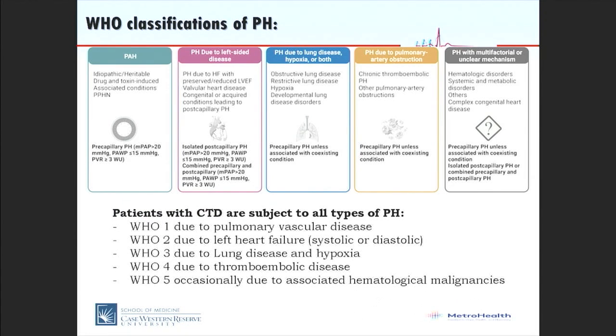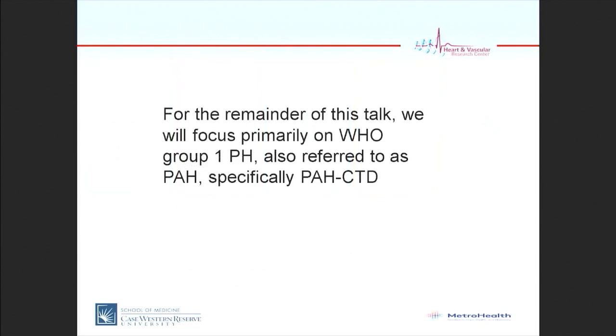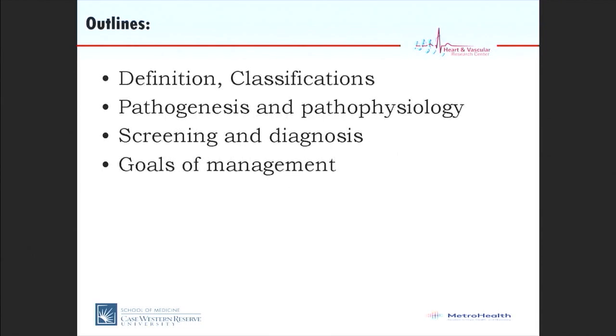And just to give you an idea of how, in connective tissue disease patients, all 5 entities can coexist. We have pulmonary vascular disease. We oftentimes get left heart disease, either diastolic or systolic. We get interstitial lung disease and hypoxia, and especially in patients with lupus, we sometimes get thromboembolic disease due to hypercoagulable states. So we're going to focus on group 1, which is pulmonary arterial hypertension due to pulmonary vascular disease.